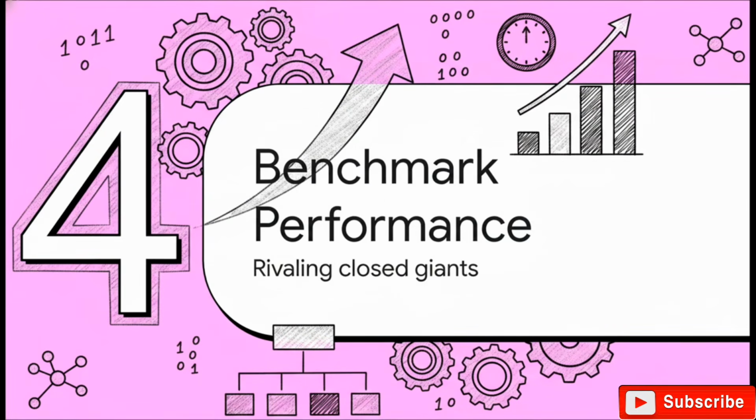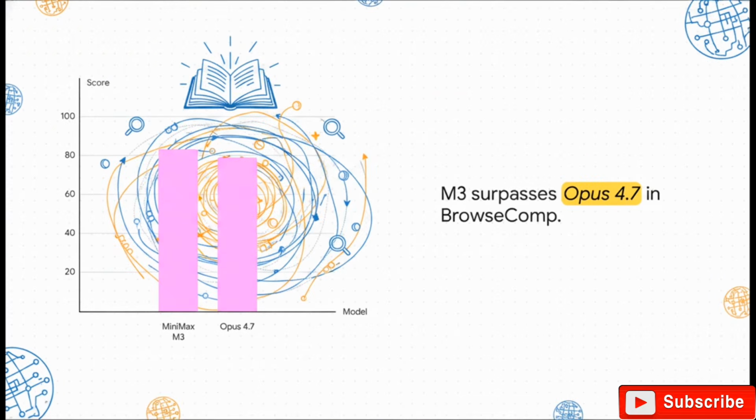Section 4, Top-Tier Benchmark Performance, rivaling the closed-source giants. Let's look at the data. And this brilliantly illustrates the hard facts behind those autonomous stories. Check out these Browse Comp scores, which measure autonomous browsing and information retrieval. MiniMax M3 scores a highly impressive 83.5. That actually surpasses Opus 4.7, which is sitting at 79.3.